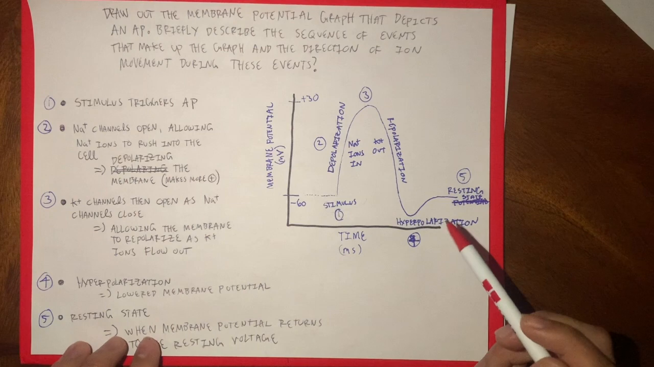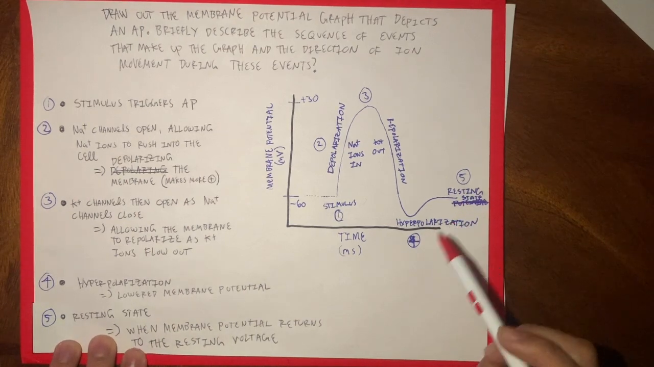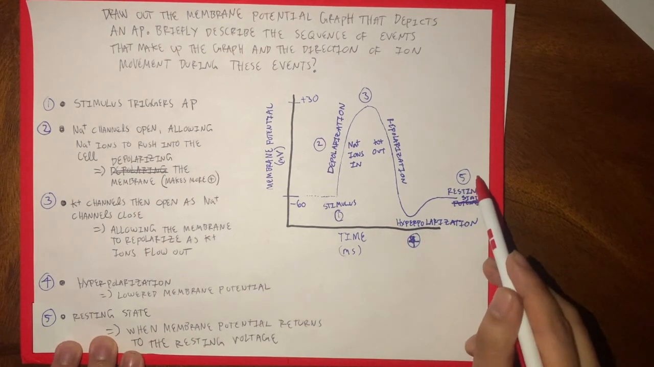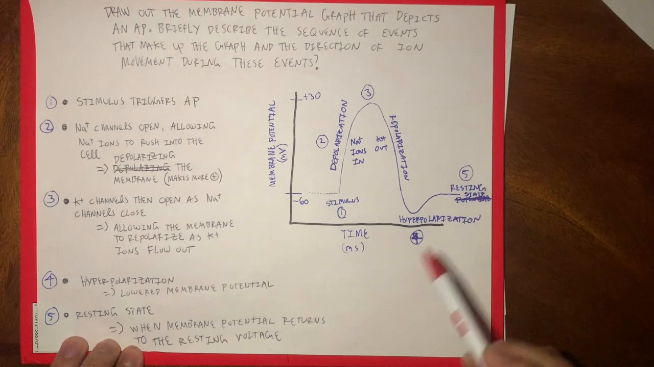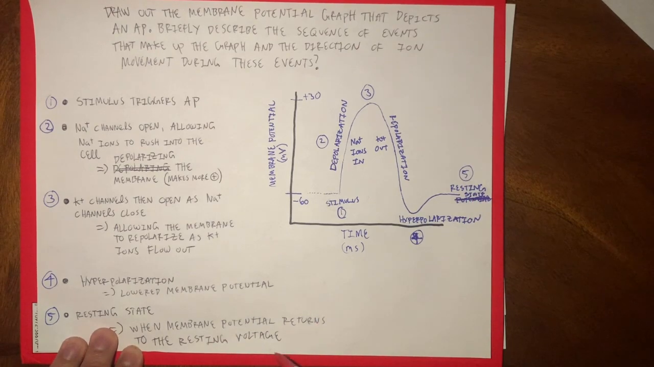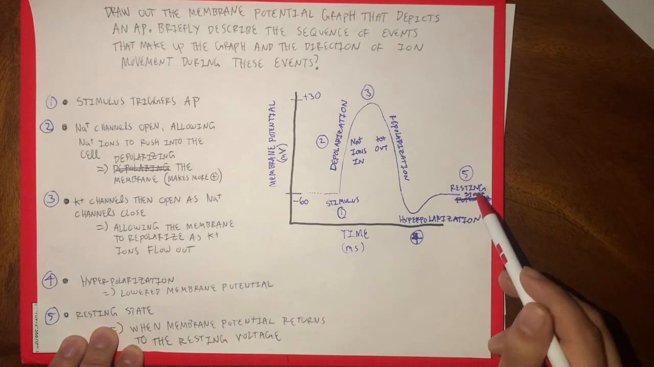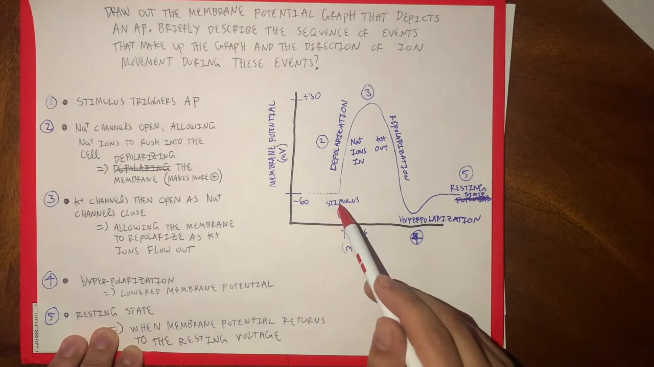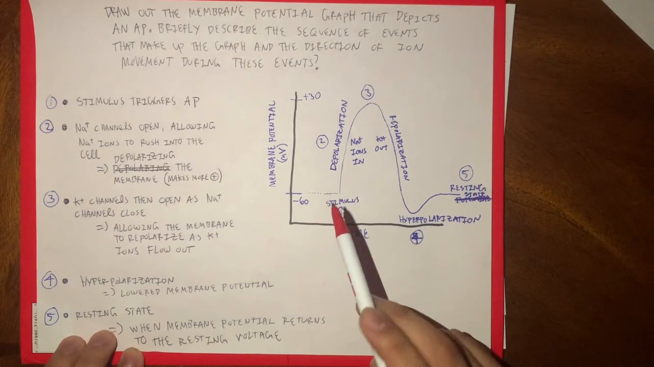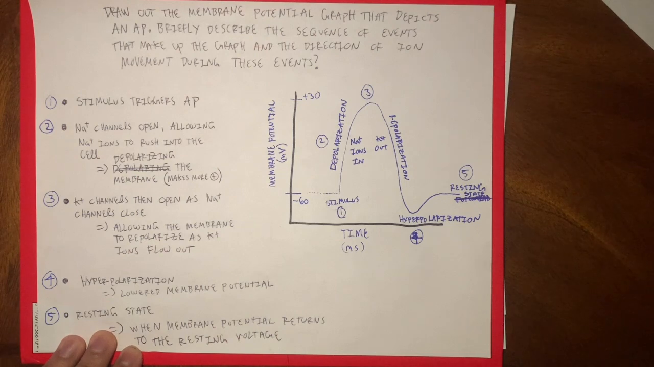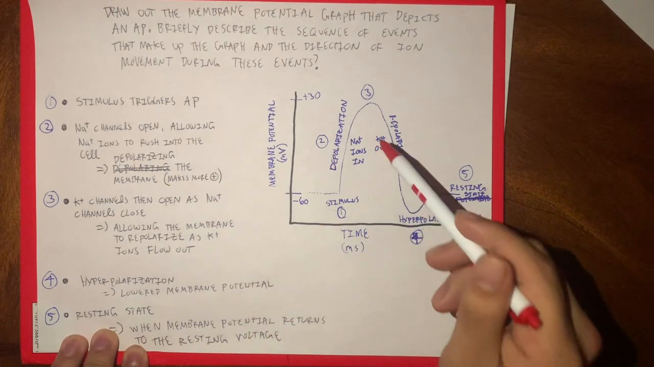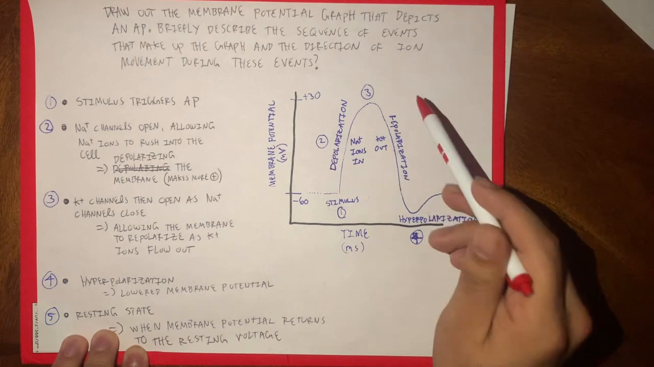And for the last step, the resting state, which is shown here, this is when the membrane potential returns to its resting voltage. So back where it was originally before the stimulus triggered the action potential. Hopefully now you know how action potentials work, mainly how cells become depolarized and repolarized.